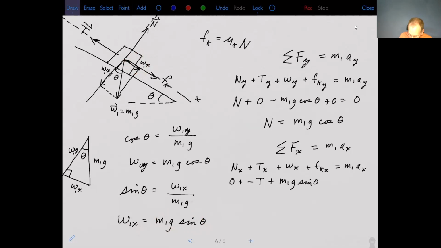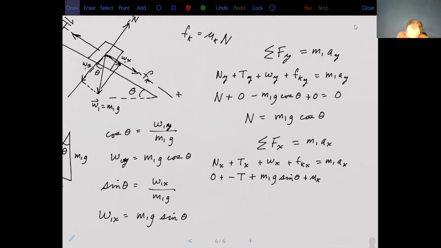Well, it's also all in the positive x direction. But remember, it's equal to mu k times N, right? The frictional force is mu k times N. So this is going to be plus mu k, and N we just found from above, it's m1g cosine theta. Right? It's m1g cosine theta equals.